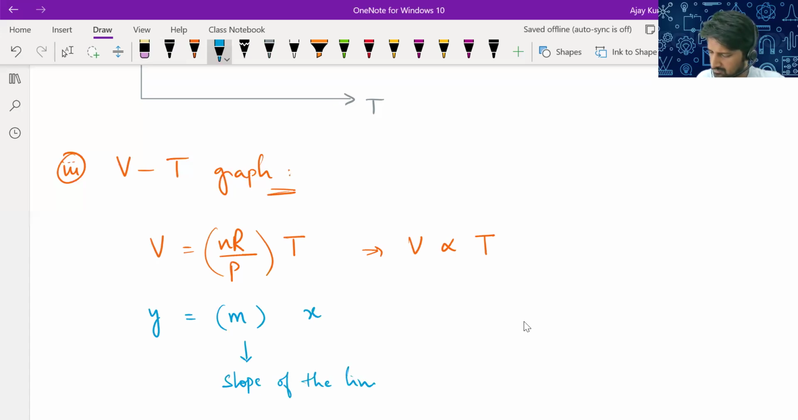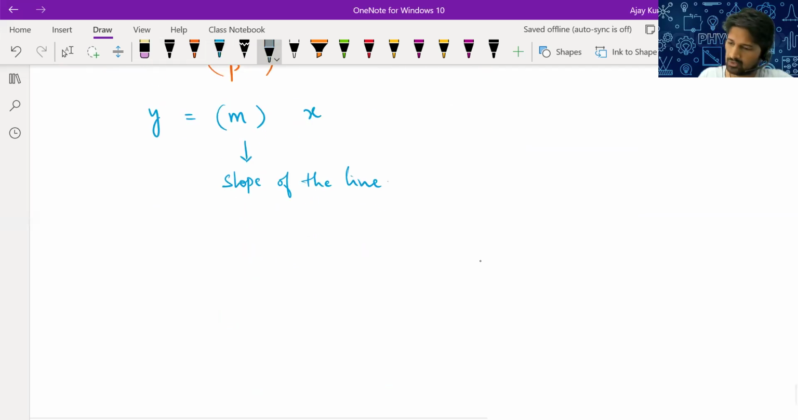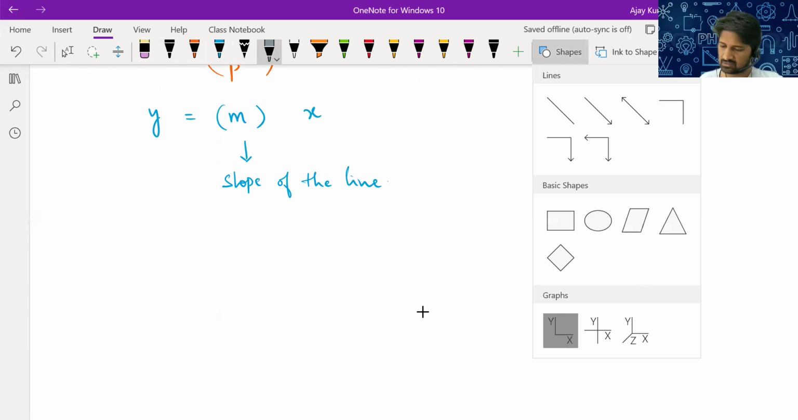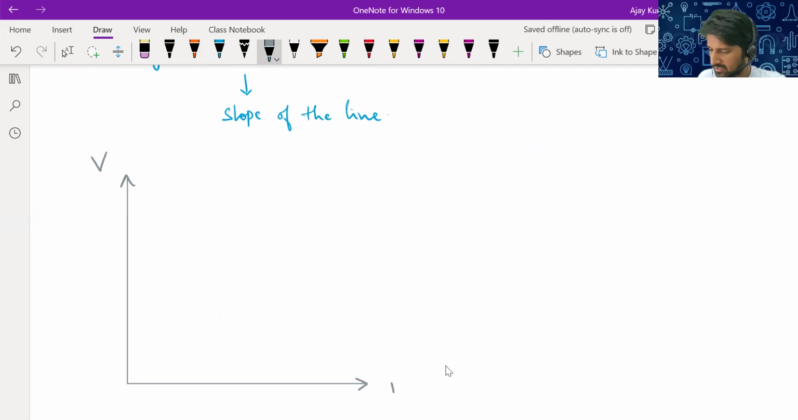A little bit of mathematics will be involved as I said. y is equal to mx represents a straight line passing through the origin. Therefore, the volume temperature graph of an isobaric process will be a straight line passing through the origin. Suppose you take volume on the y-axis and temperature on the x-axis. You need to be careful with this. In the examination question, they may give you temperature on y-axis and volume on x-axis. Then the graph will slightly vary. It will still be a straight line passing through the origin, but the inclination will vary. The slope will change.